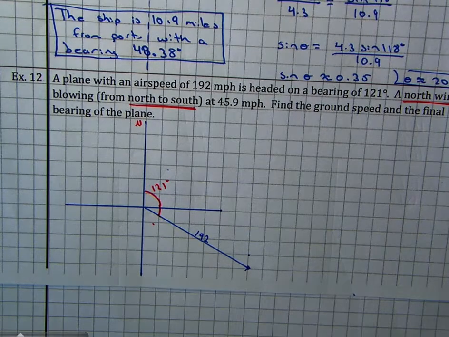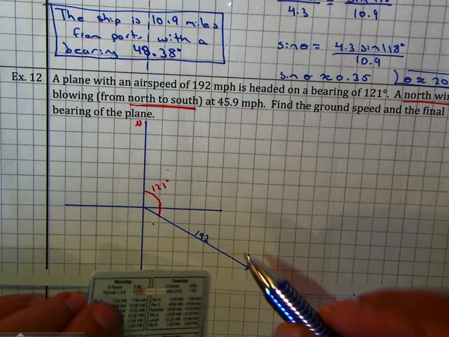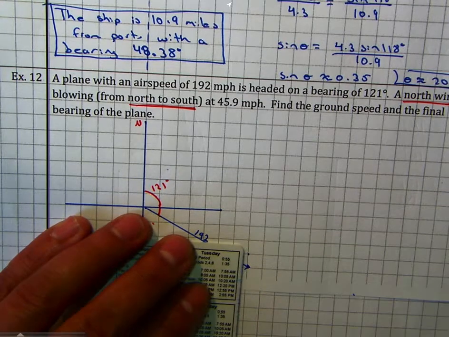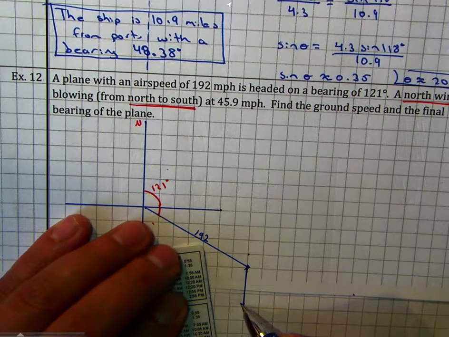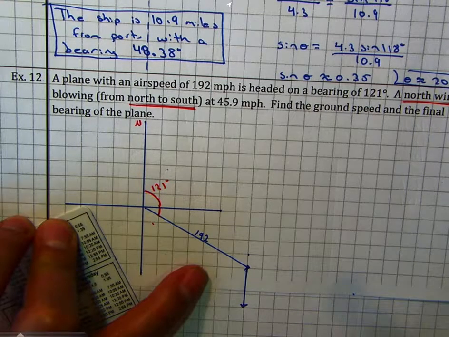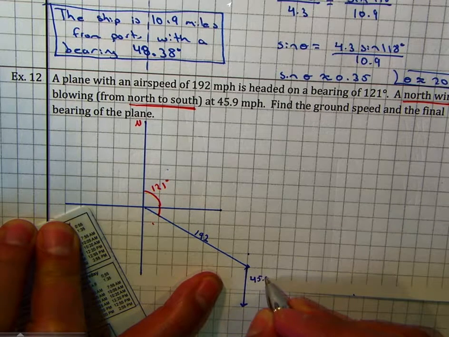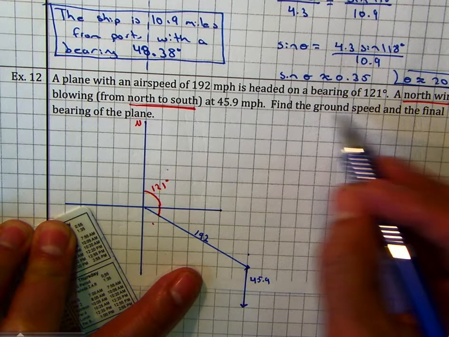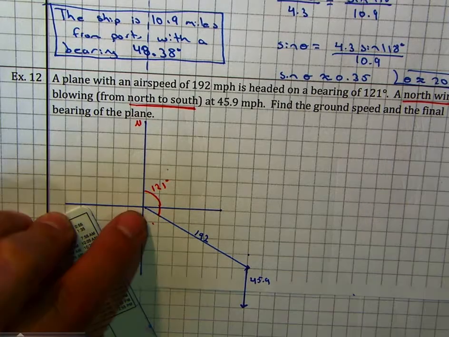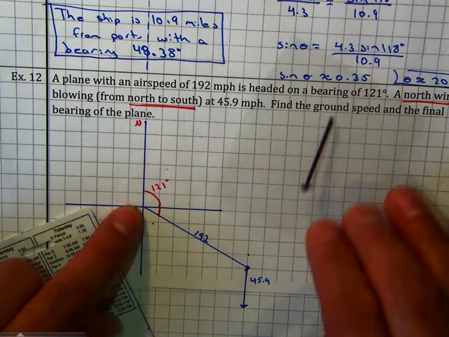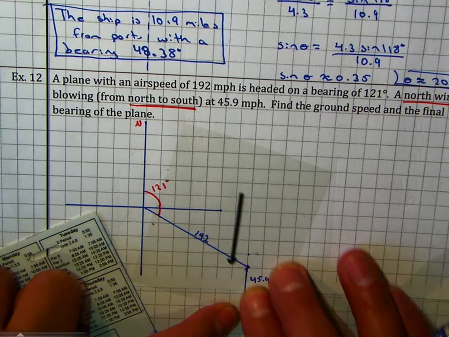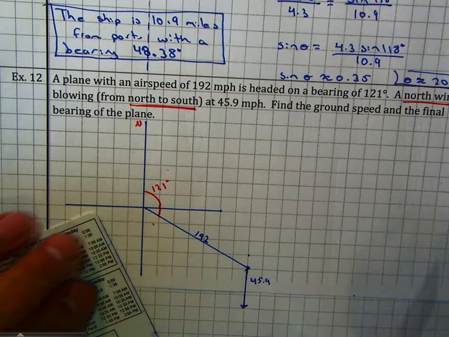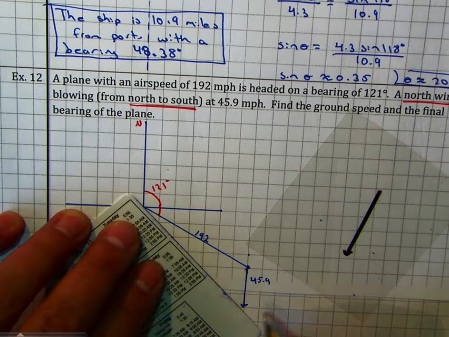And it's going to be 45.9, so I'm just going to go to the next grid, so around here should be fine. And this will be 45.9. Find the ground speed and the final bearing. So therefore the plane is going through here towards this direction, and the wind is going to push it towards this location. That's where the plane is going to end.